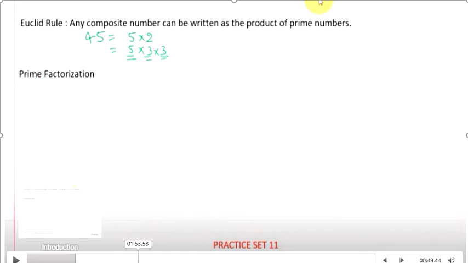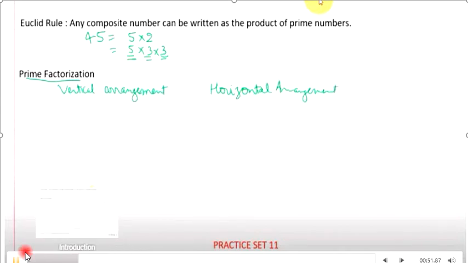So 45 is basically 5 into 9. 5 nines are 45. 9, when I further write its factors, I can write it as 3 into 3. So 5 into 3 into 3, these are the factors of number 45. Now let's see how to find the prime factors of a given number. We can do it in two ways, vertical arrangement and horizontal arrangement.